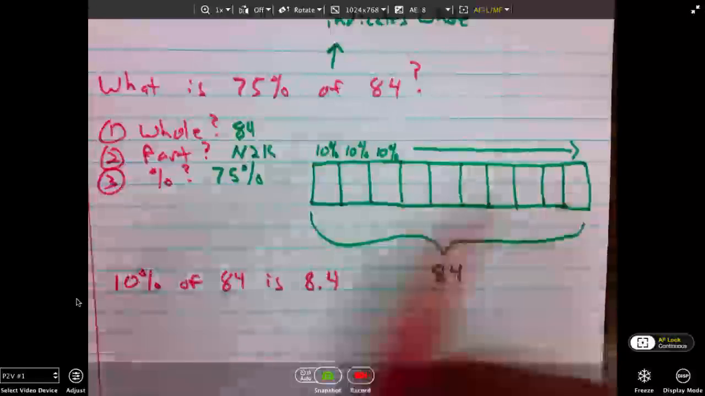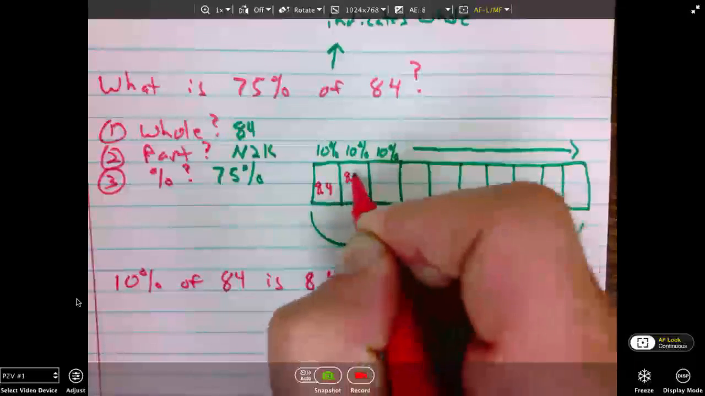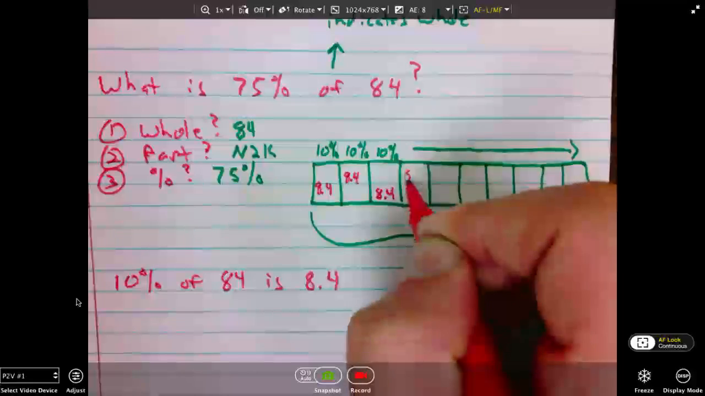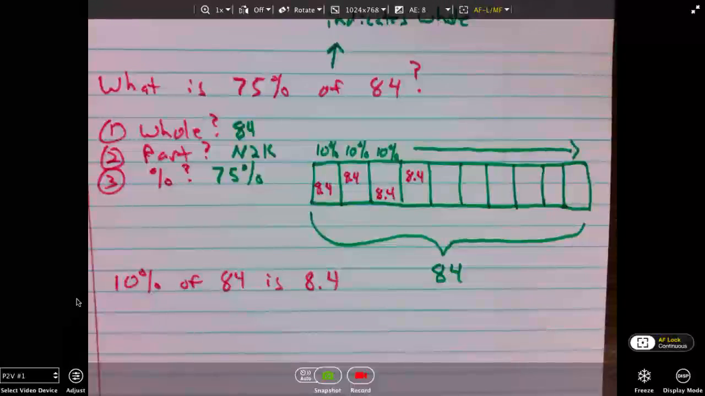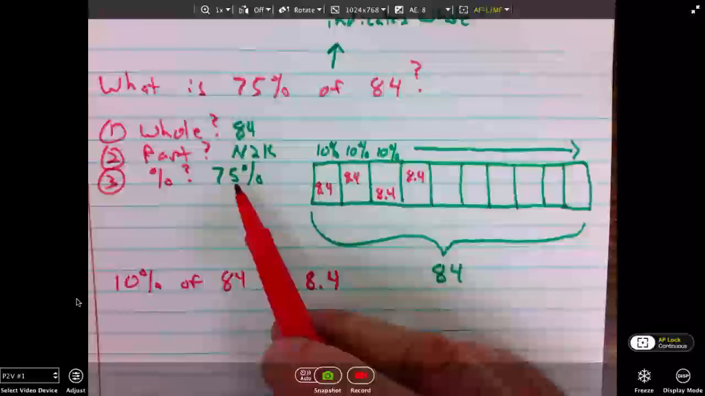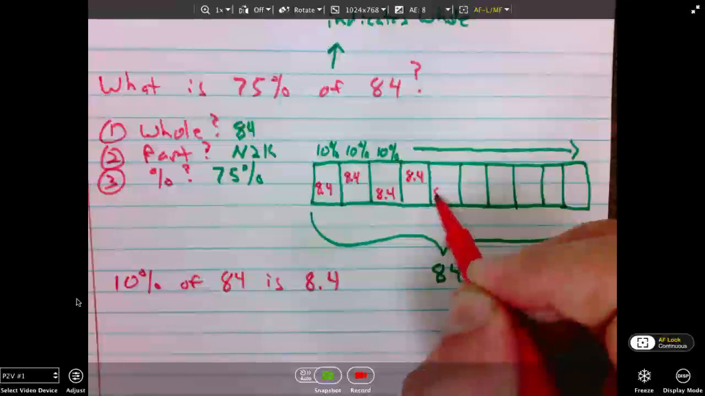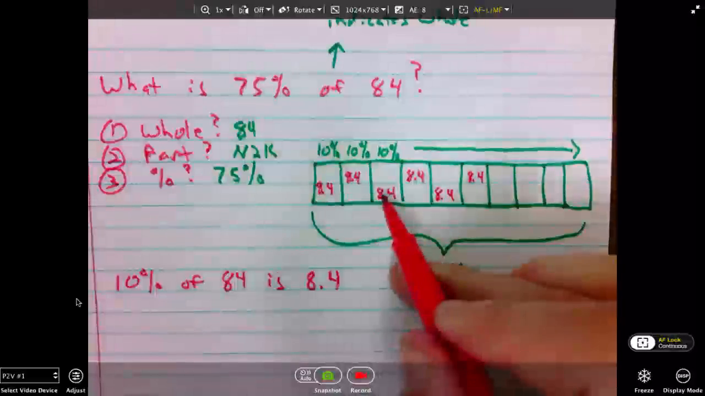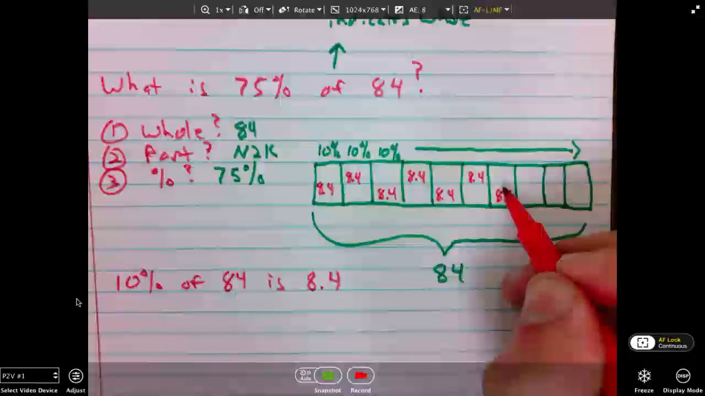Alright, so in each one of these boxes goes 8.4. I'm staggering it just for the sake of the way it appears. 8.4 would go in each box. Alright, so we're looking for 75%. That would be 7.5 of these boxes, so let us continue. 8.4, 8.4, 1, 2, 3, 4, 5, 6. One more 8.4. That's 7 boxes or 70%.